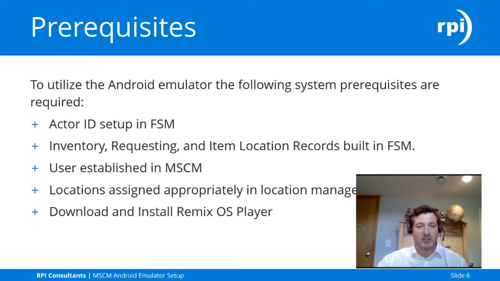Now in mobile supply chain, we must have the user be active, and our locations, so inventory locations and requesting locations, assigned appropriately in MSCM. And the last item is to have the emulator downloaded and installed on your PC. In my case, the emulator that I'm going to be using is the Remix OS Player. Now, let's go into setting up the MSCM emulator.